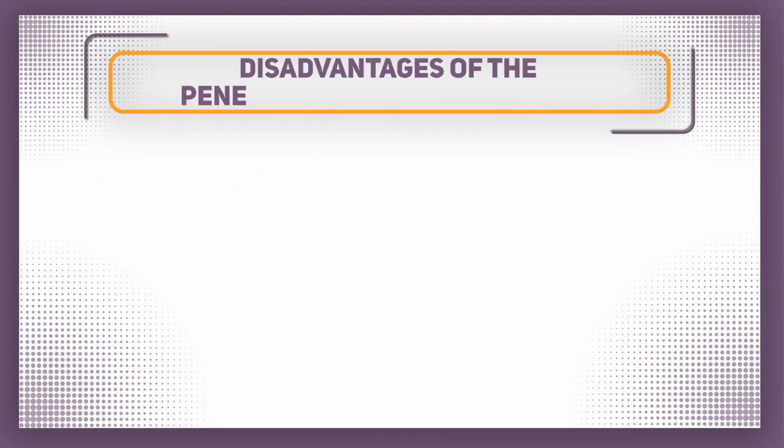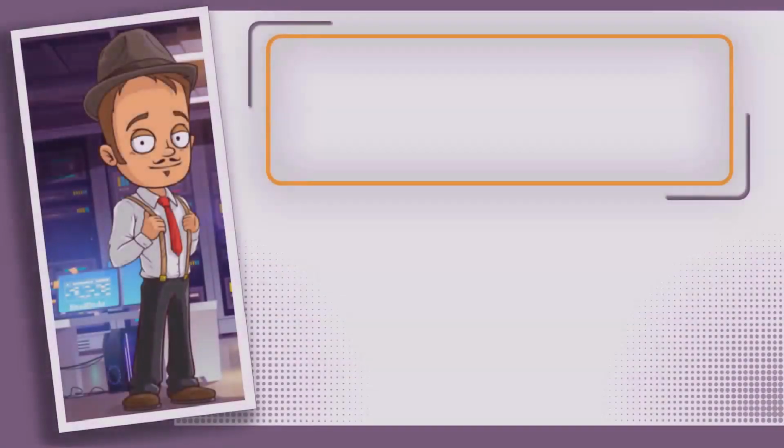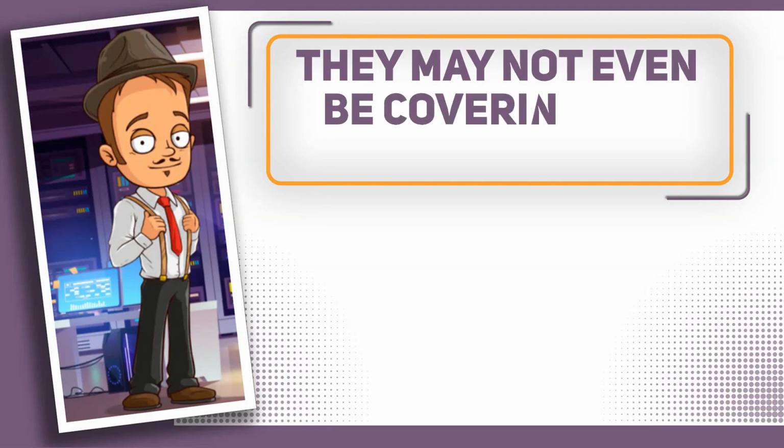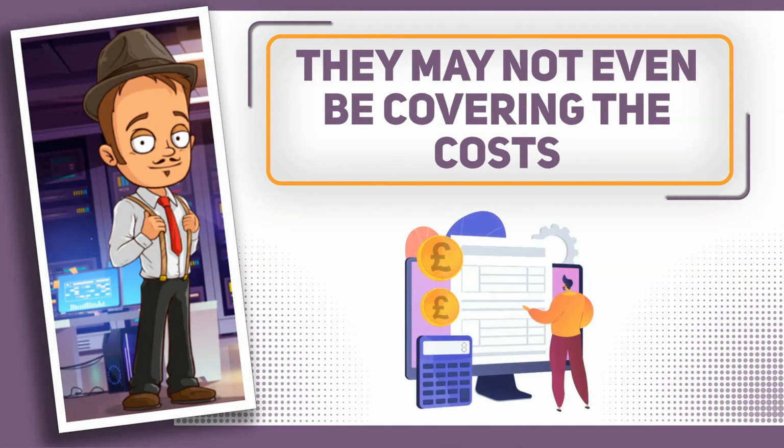There are, of course, many disadvantages Tim and the Dynasty team should consider before choosing this strategy. To start with, they may end up making little or even no profit when they are selling at this cheap initial price of £9.99. This is because they may not even be covering their costs. This might lead to difficulties paying for everything, and might end up being the end of Dynasty Media altogether.